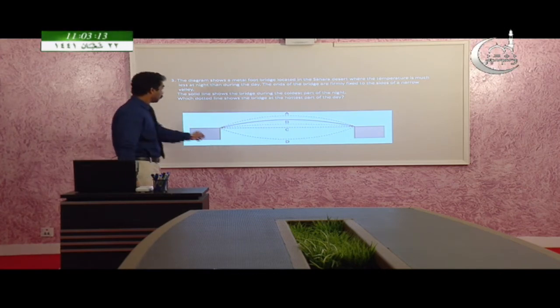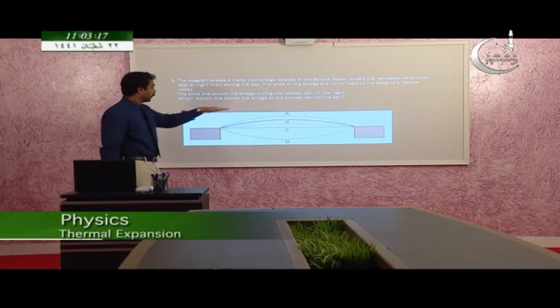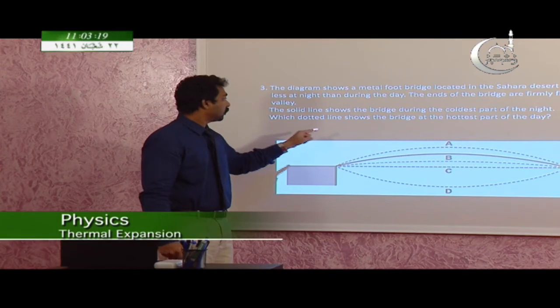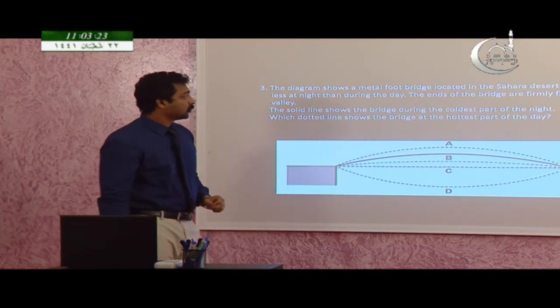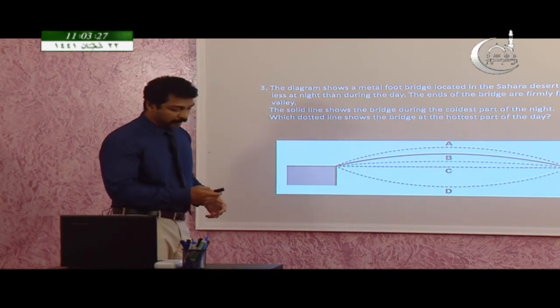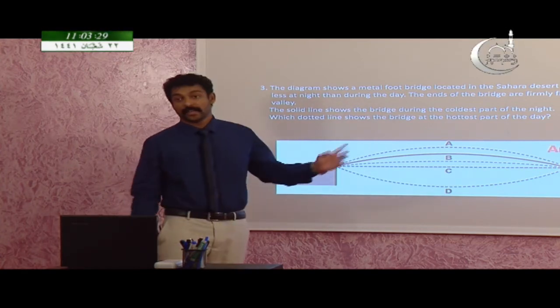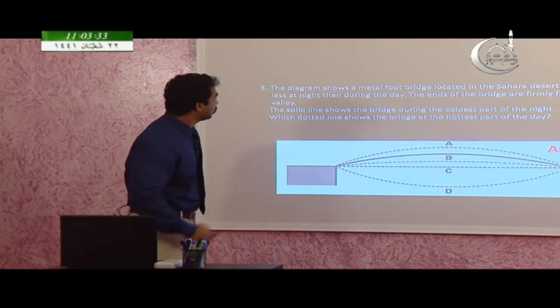Okay, so there is a solid line we can see, that's the coldest part of the night. Now we need to check which dotted line shows the bridge at the hottest part of the day. So temperature increases, they expand. So our answer is A. They expand and they take more space.